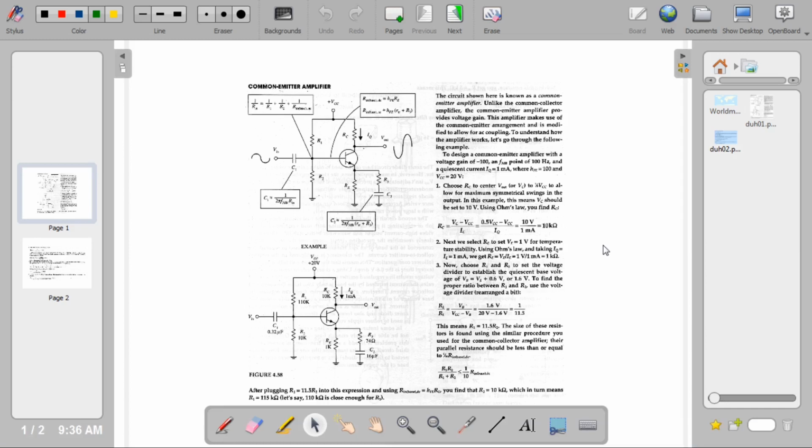So today I have decided to talk about the common-emitter amplifier, but more specifically how to set the bias, because it's not always super clear. How do you choose the two resistors R1 and R2?